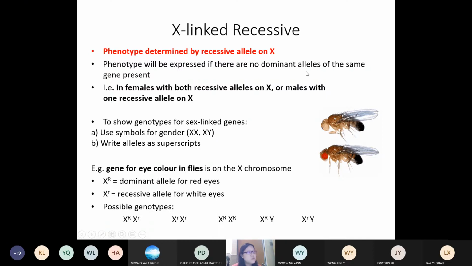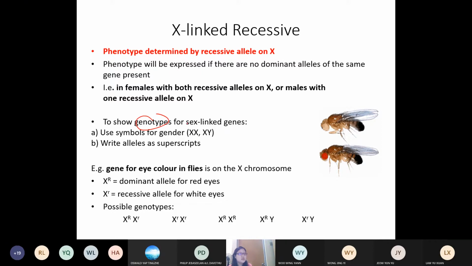For example, this recessive phenotype will only be present in females with both recessive alleles, but males, because they have XY, only need one recessive allele in order to have the phenotype. Usually you always need two recessive alleles, but because Y doesn't have that gene, it doesn't matter.